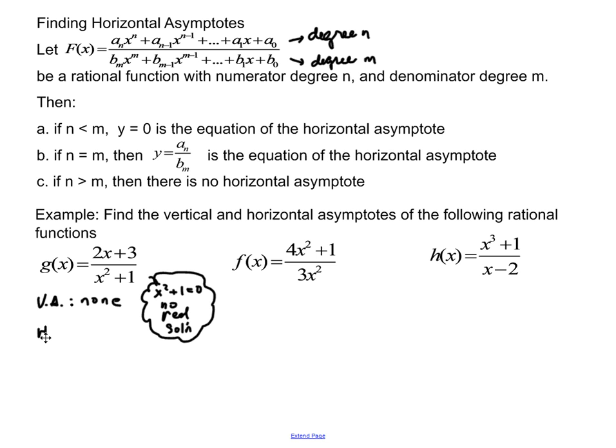Well, for the horizontal asymptote, we look at the degrees. The degree of the numerator is equal to 1, right? 2x plus 3 is a first degree polynomial. And we look at the degree of the denominator. In this case, that's 2. Since the degree of the numerator is less than the degree of the denominator, we conclude that y equals 0 must be our horizontal asymptote.